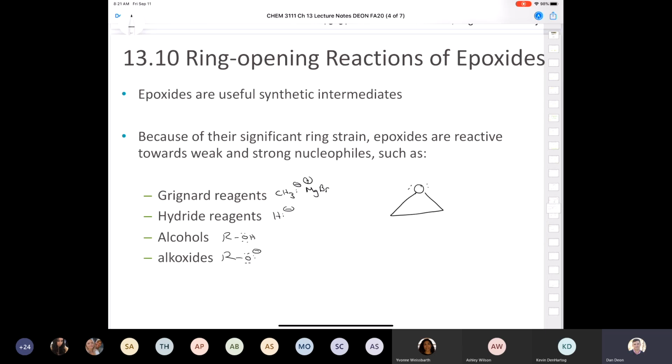And that's why it renders the ring so susceptible to nucleophilic attack. So after you protonate it, then your nucleophile can come in and you end up adding 2 carbons. So look, these 1, 2 carbons are these 1, 2 carbons like this. All right.